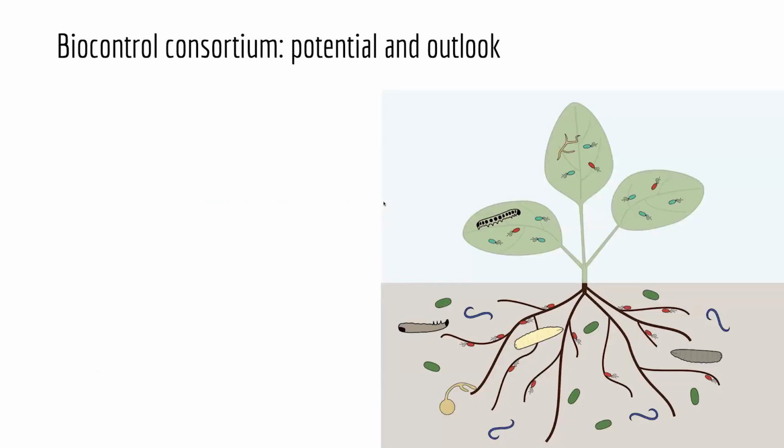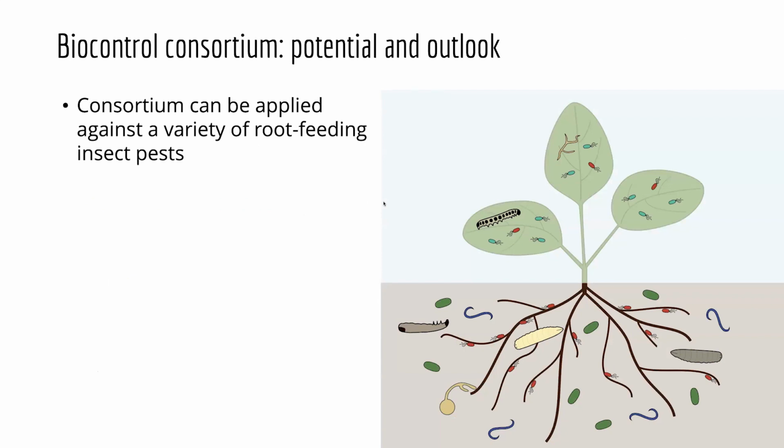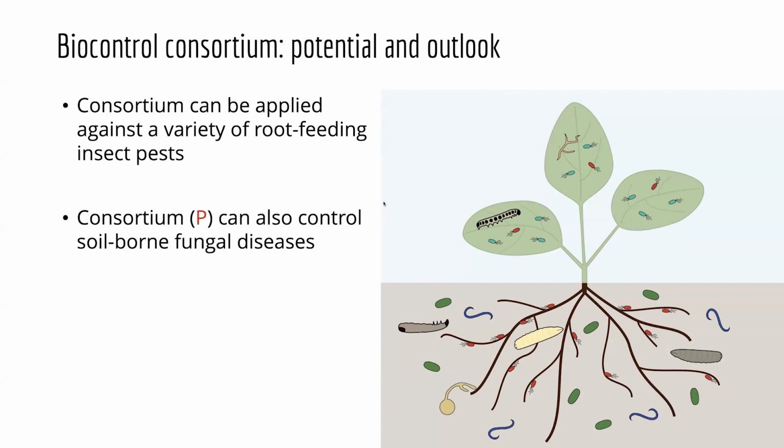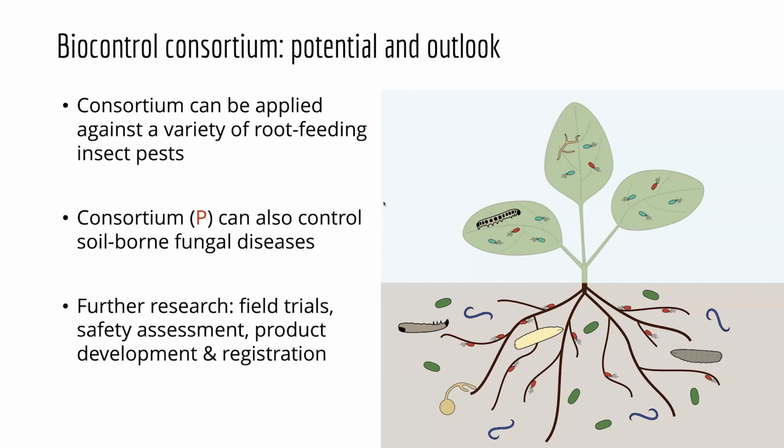So we hope that we have discovered a consortium that has a very big potential to be applied against a variety of root-feeding insect pests. And we would like to see that when we apply it, thanks to the Pseudomonas, they can also control soil-borne fungal diseases. However, we need a lot of further research. We did one field trial against one insect pest, so we need to do much more field studies in order to really be able to say this.